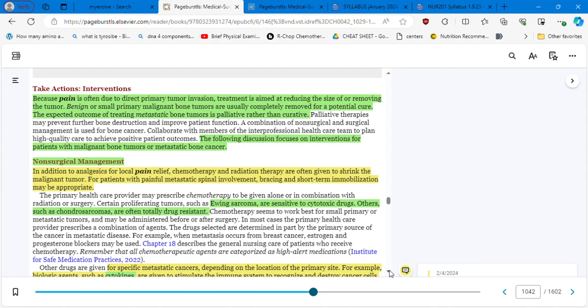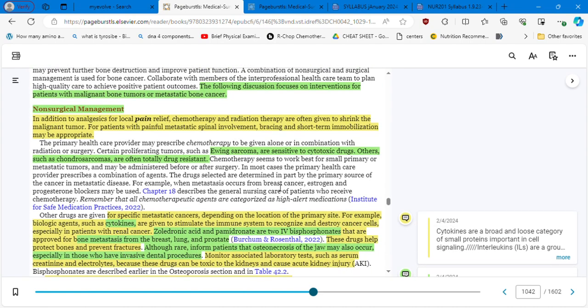Let's see. So we have the non-surgical management. In addition to analgesics, a lot of analgesics for local pain relief, chemotherapy and radiation therapy are often given to shrink the malignant tumor. For patients with painful metastatic spinal involvement, bracing and short-term immobilization may be appropriate.